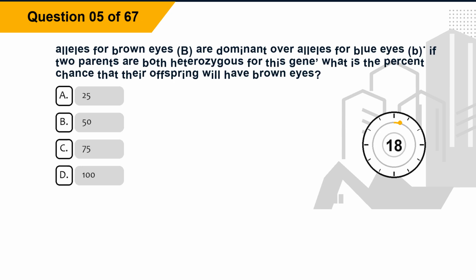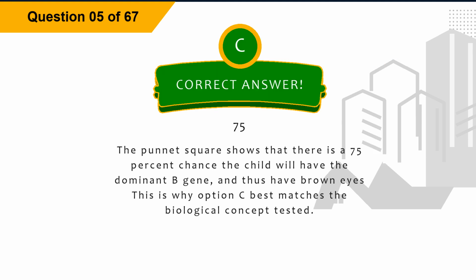Question 5. Alleles for brown eyes, B, are dominant over alleles for blue eyes, b. If two parents are both heterozygous for this gene, what is the percent chance that their offspring will have brown eyes? Option A. 25. Option B. 50. Option C. 75. Option D. 100. The correct answer is option C.